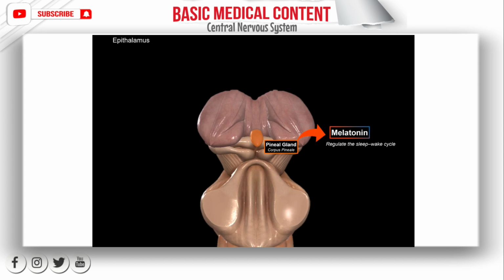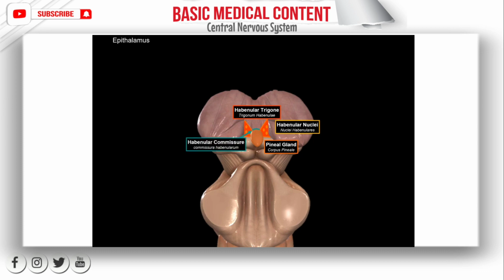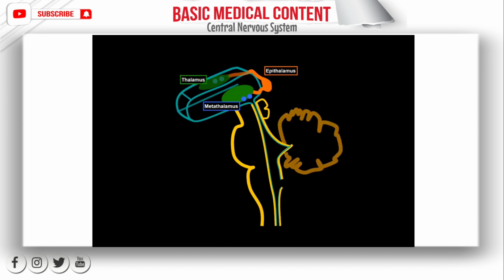So essentially, it regulates the sleep-wake cycle. The pineal gland is attached to the posterior part of the thalamus. On either side of the pineal gland, you will see a triangular-like structure called the habenular trigone, which is white matter that contains some habenular nuclei, which are considered to be a part of the limbic system. Between the habenular trigones, we will find the habenular commissure, which connects both habenular trigones together. And you will also find the posterior commissure here as well. So that is the epithalamus.